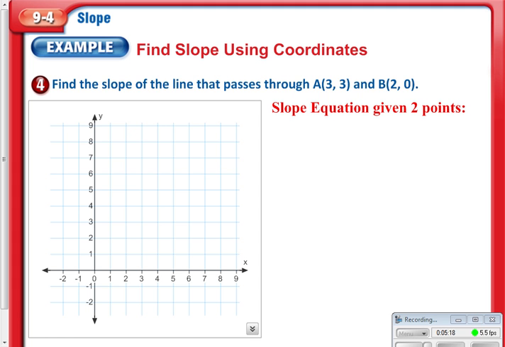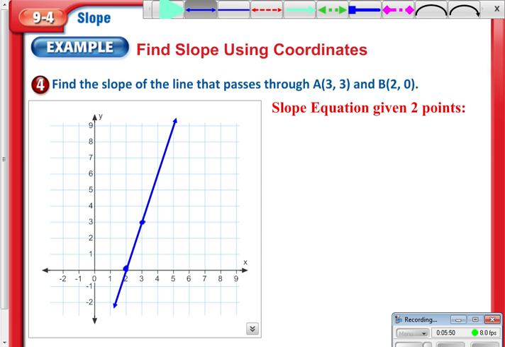Example 4 says find the slope of a line that passes through the points A (3, 3) and B (2, 0). First way is I'm going to plot these points, (3, 3) and (2, 0). Plot my 2 points. Construct a linear line through those two.